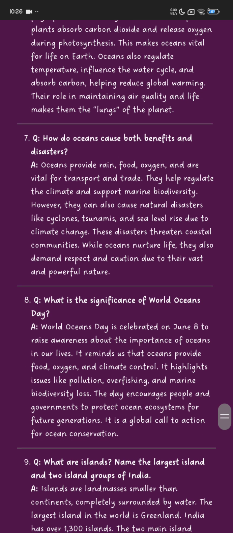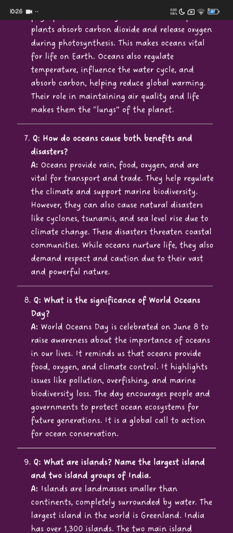Number 7. How do oceans cause both benefits and disasters? Oceans provide rain, food, oxygen, and are vital for transport and trade. They help regulate the climate and support marine biodiversity.